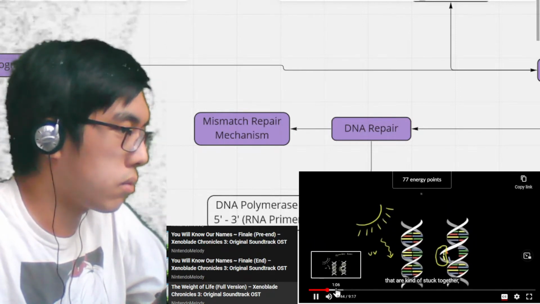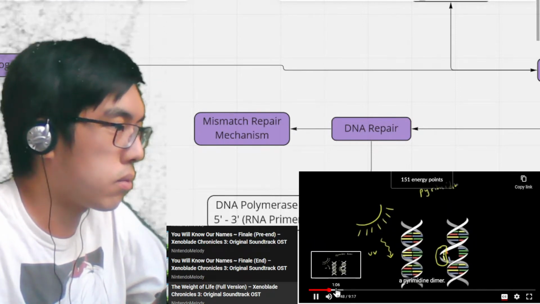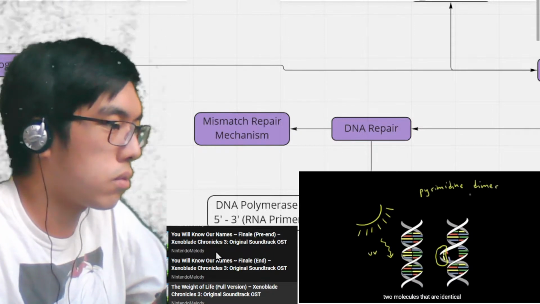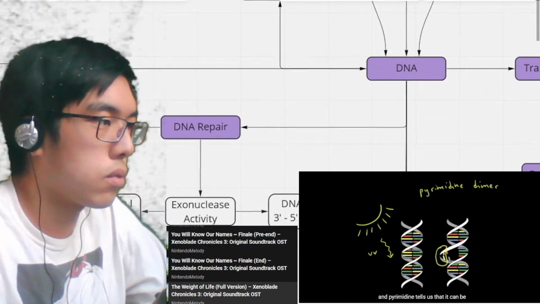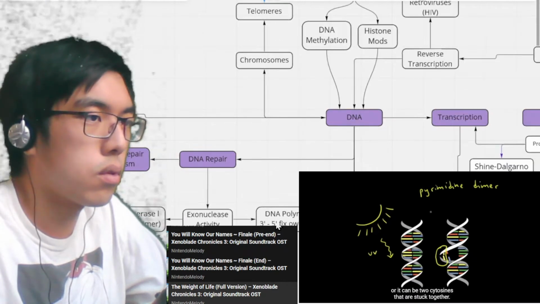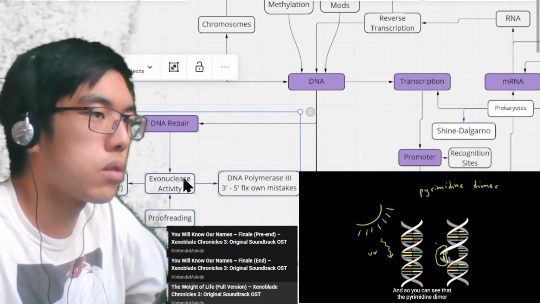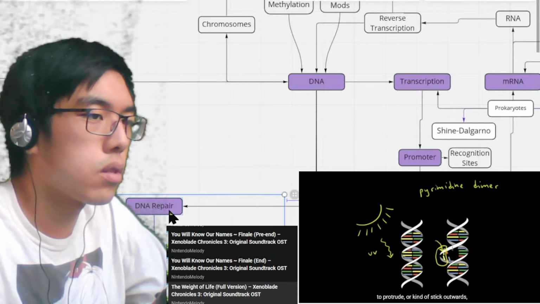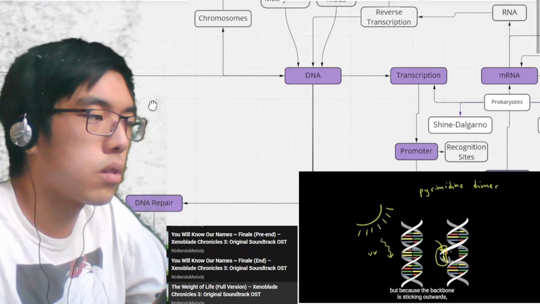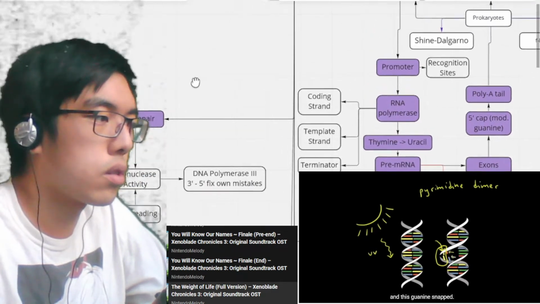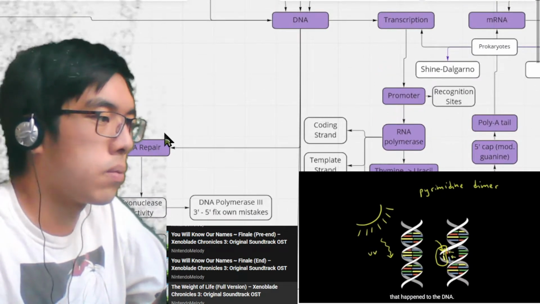Bases are stuck together, and that's called a pyrimidine dimer. So a dimer is simply when you have two molecules that are identical, they're stuck to each other, and pyrimidine tells us that it can be two thymines that are stuck together, or it can be two cytosines that are stuck together. And UV rays cause the formation of pyrimidine dimers. And so you can see that the pyrimidine dimer is causing the sugar phosphate backbone to protrude or stick outwards. And not just that, but because the backbone is sticking outwards, the bond between this cytosine and this guanine snapped. So you can see that there's some structural damage that happened to the DNA.